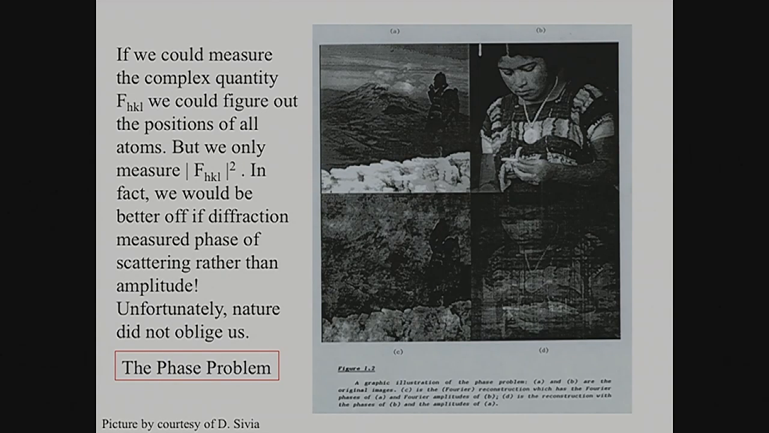Well, here's an example of a calculation done by a friend of mine, Debye-Scherrer, who's at Oxford University in England. He took two photographs. This is a picture of a guy looking at a mountain with some snow in the foreground. This is a picture of, I think it's his niece, actually, an Indian girl. And he Fourier transformed both of those pictures. And he took the phase of one and combined it with the amplitude of the other.